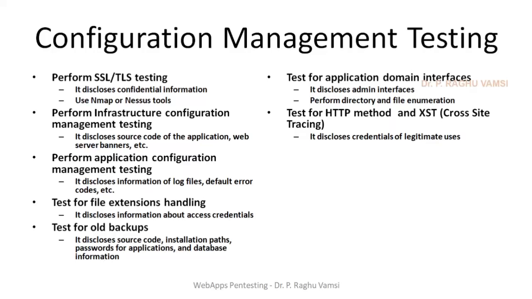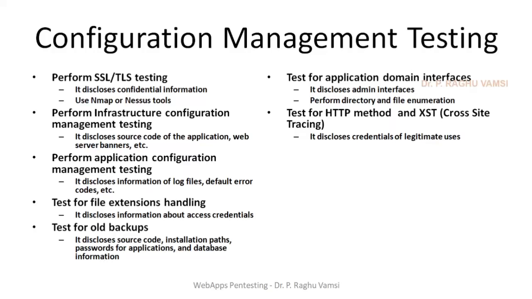Next one is perform application configuration management testing. It discloses the information of log files, default error codes, and other information. Test for file extension handling. It discloses the information about the access credentials, whether a particular file can be accessed by a particular user or not. These kinds of things you may get.